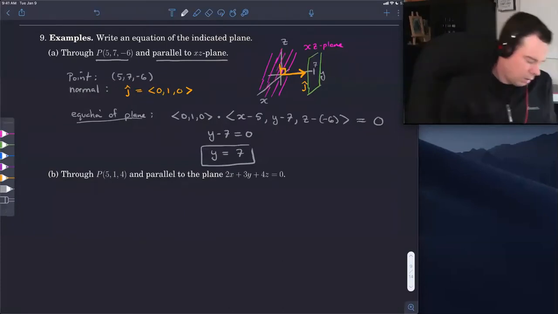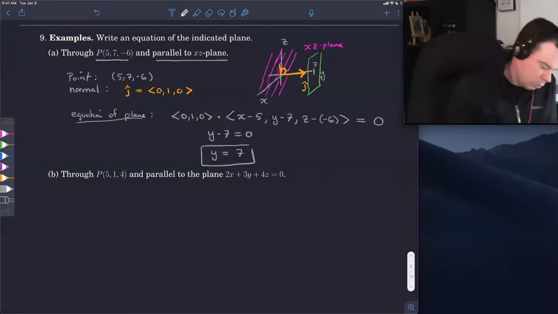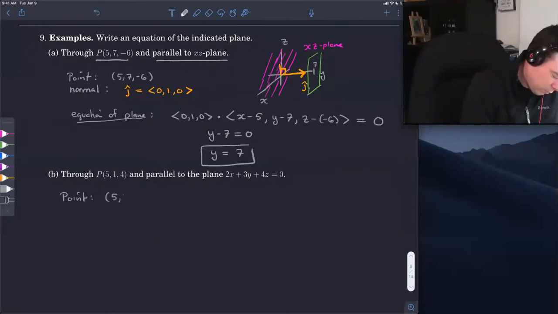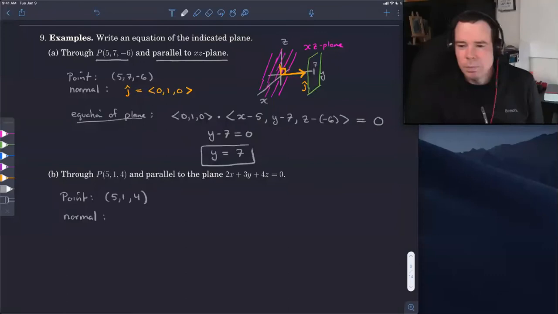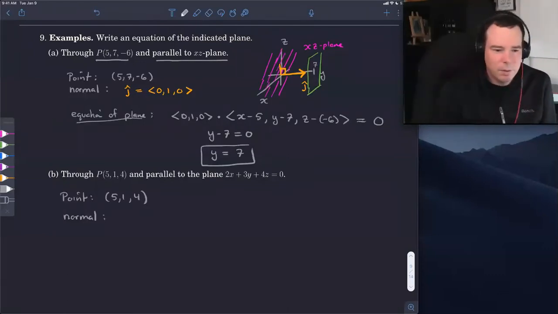So again, we're interested in a plane that passes through a point and is parallel to another plane. So I want to find a plane that passes through the point (5, 1, 4), and I want it to be parallel to that plane. Can I figure out, because it's parallel to this plane, what the normal vector has to be? What does the normal vector have to be? You got it, yeah, (2, 3, 4).